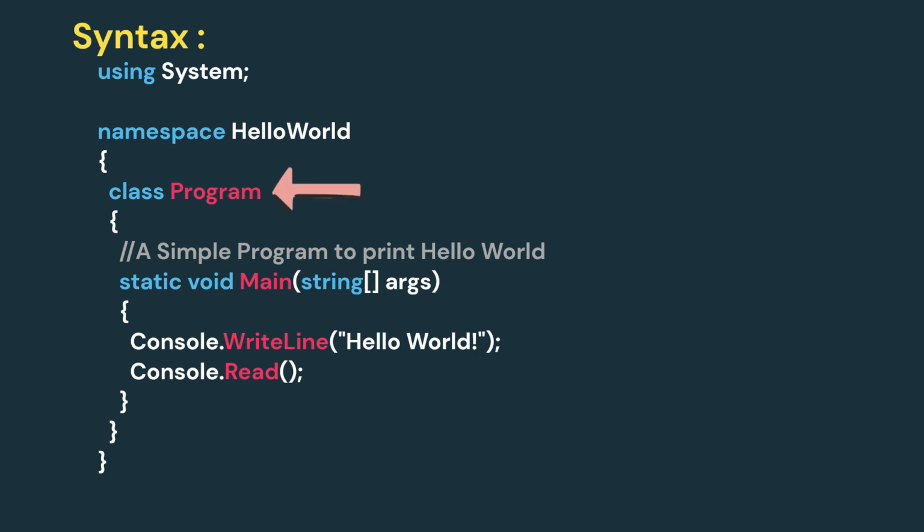A class is a container for data and methods, which brings functionality to your program. Every line of code that runs in C# must be inside a class. In our example, we named the class Program.